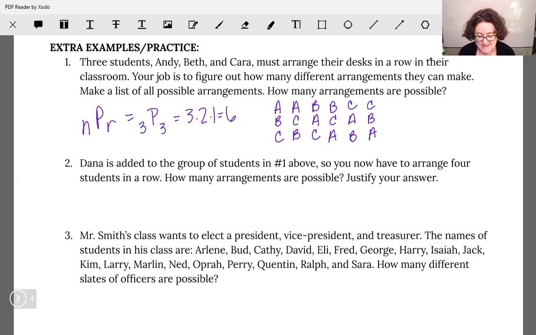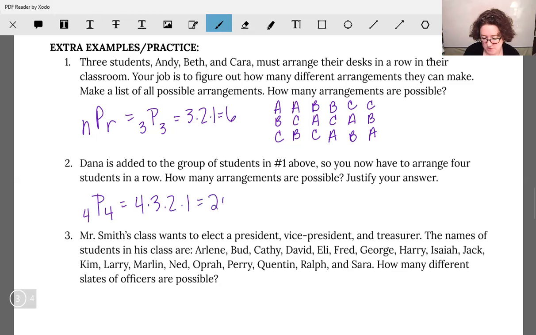Okay, number 2, Dana is added to the group of students in number 1 above. So how would that change things? Well, now, how many students have we got versus how many have to be in each row? Well, all 4. So we're going to do 4P4, otherwise known as 4 times 3 times 2 times 1, which multiplied out comes out to 24 different ways for that arrangement.